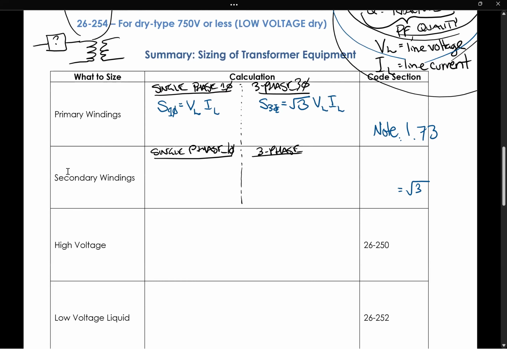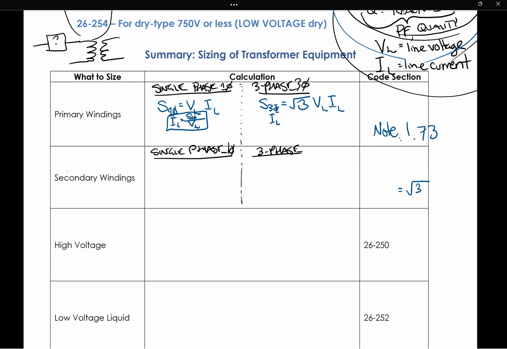Who knew that? If you didn't know that, you're kind of in trouble. And what you have to do then for the primary windings is you're going to rearrange this equation. So all you have to do is say I line, you have to solve for I. I line is then going to be equal to the apparent power, single phase apparent power over the line voltage. That's your formula you have to use.